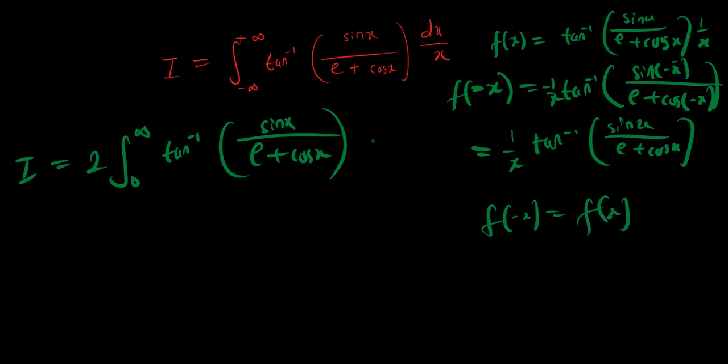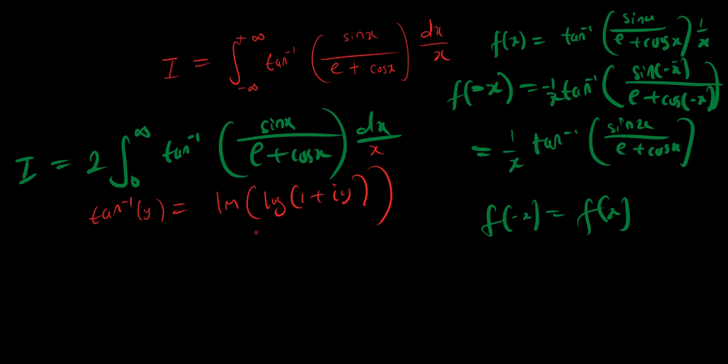dx over x, of course. We're going to use a very curious fact here, and that curious fact is that for any function y, tan inverse of y is equal to the imaginary part of the logarithm of 1 plus i times y. This is a very curious fact that if you do complex numbers, it is easy to prove. So having this in mind, that means our integral, which is I, is the imaginary part.